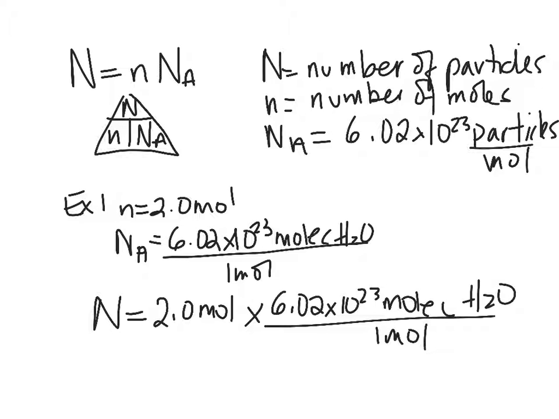Now, you know from math class, if you have something on the top and the bottom, it will cancel. We've got moles on the top and moles on the bottom. So they cancel the units, and we're left with molecules of water. So in your calculator, you're going to do 2.0 times 6.02 times 10 to the 23rd. Try it.